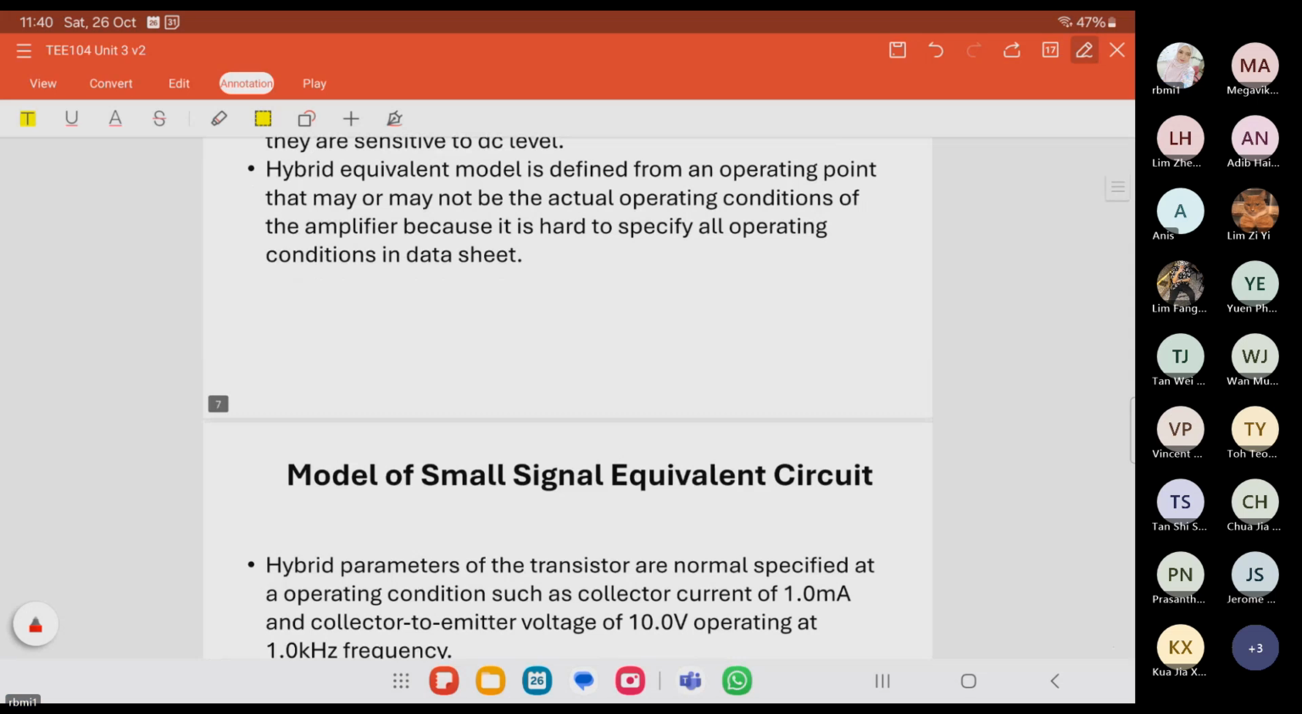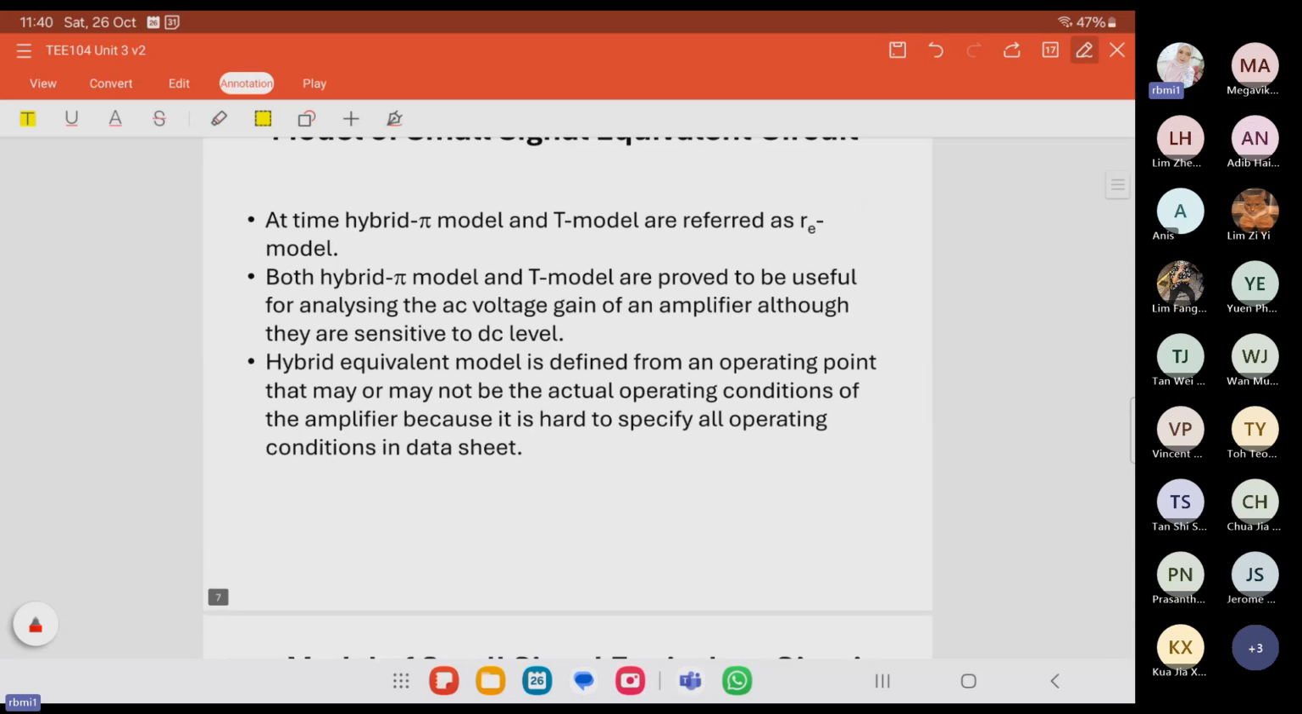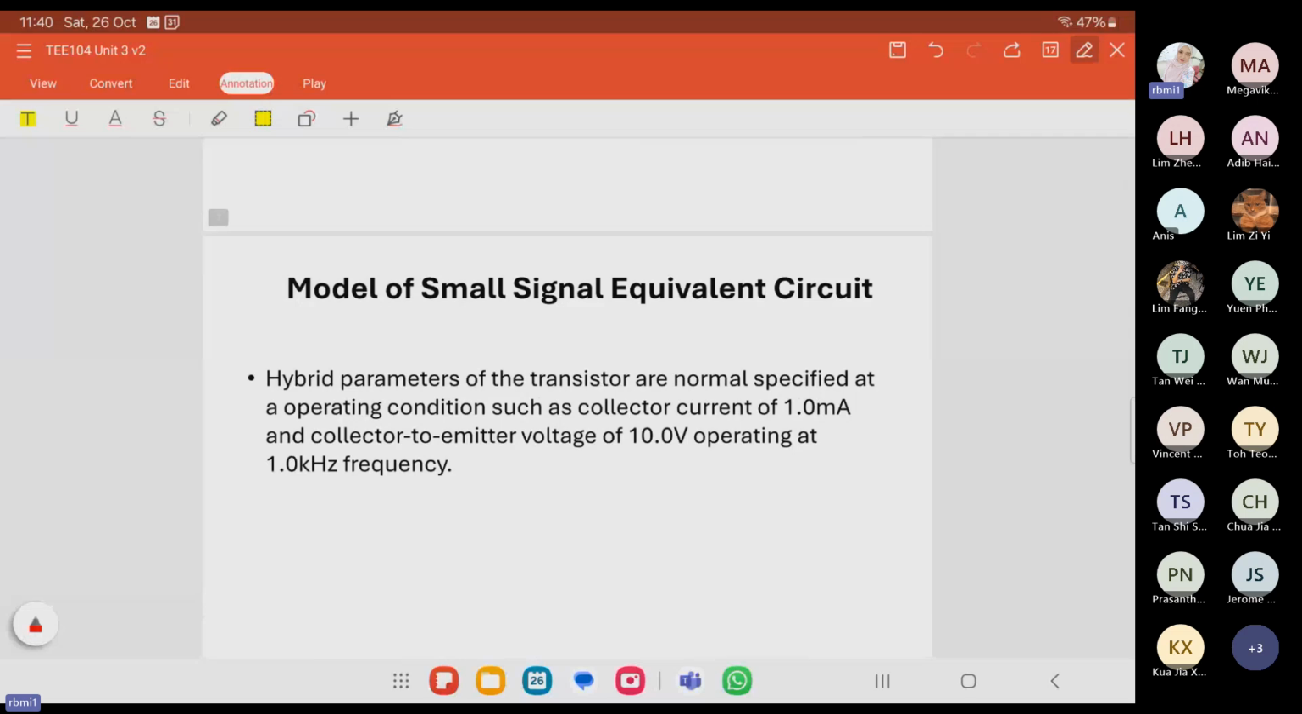We have the phi model and the T model. These two we call the re model, and they are proven to be useful for analyzing the AC voltage gain in the AC analysis. Okay.